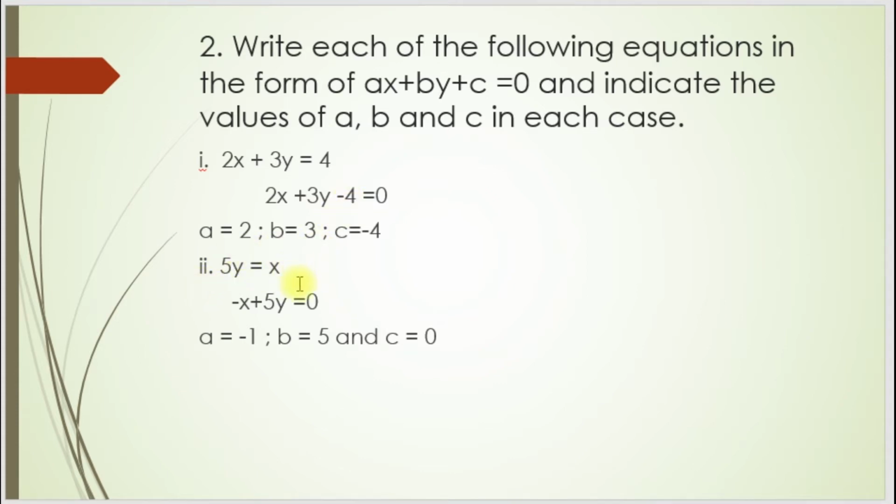Second question, 5y is equal to x. Your general format is ax plus by plus c is equal to 0. So, you have to put this x first. Bringing this x to this side will give you minus x plus 5y is equal to 0. There is no constant term in this question. So, a is equal to minus 1, b equal to 5 and c is equal to 0.